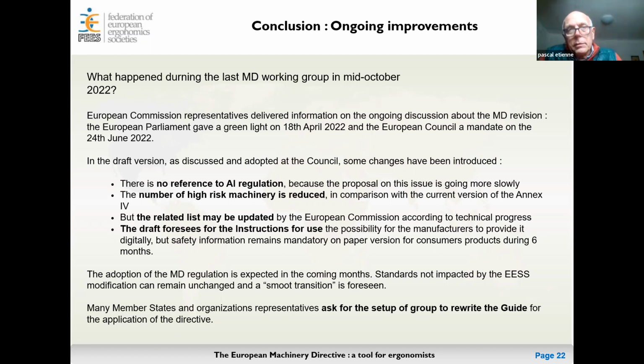So, in conclusion on this issue, it is important to note that many member states and organization representatives asked for the setup of a group to rewrite the guide for the application of the directive. So the next slide, please.